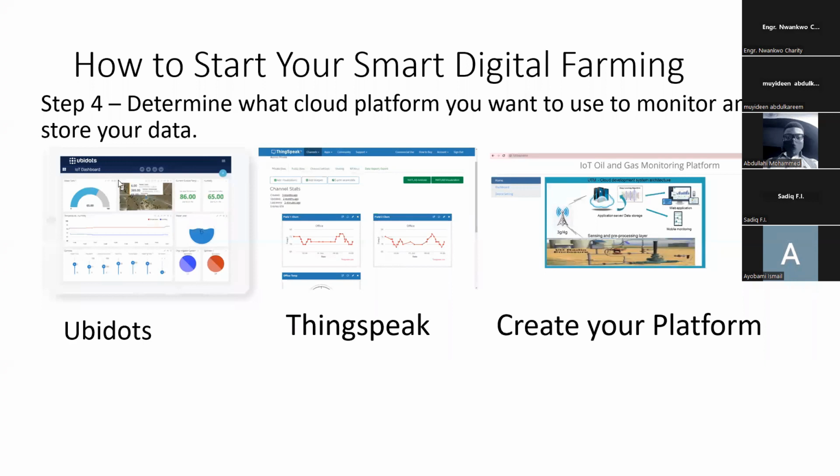So the last part is to determine what platform you want to use.